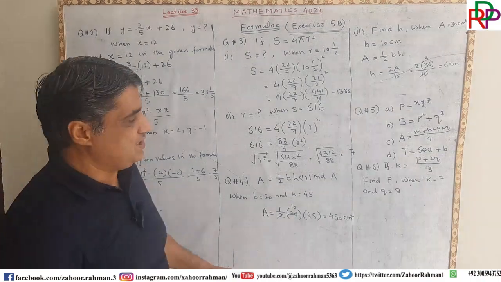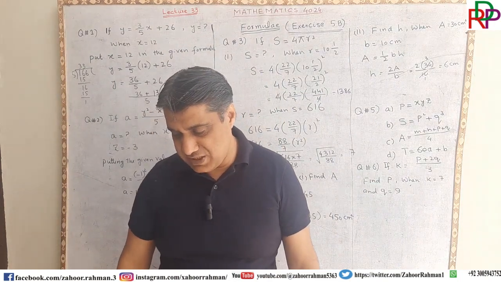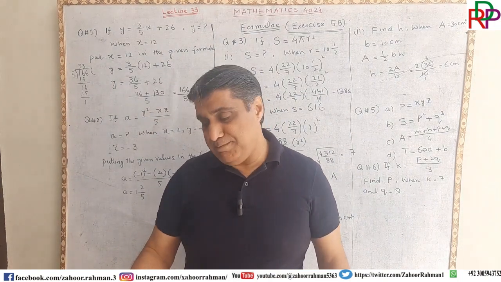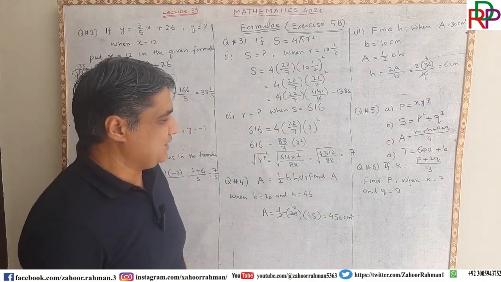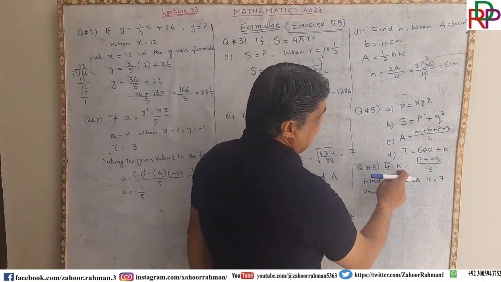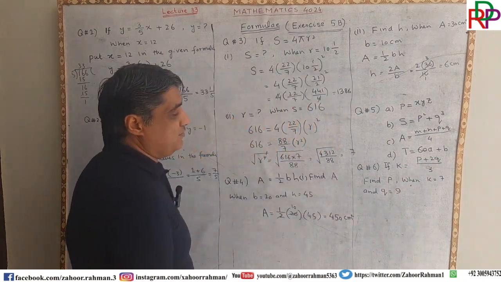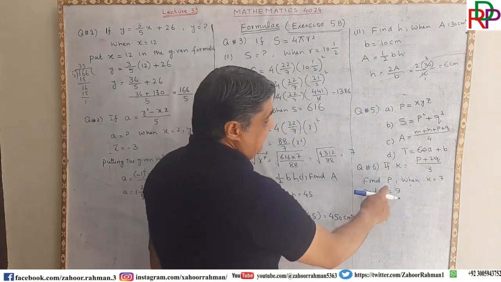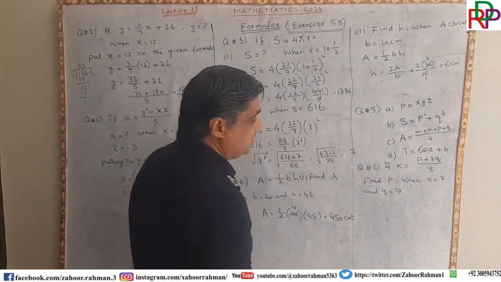Now we are coming to the intermediate level questions, and the intermediate level is a bit more advanced than these first 5 questions. Now question number 6 is saying: if k is equal to p plus 2q divided by 3, find p when k is equal to 7 and q is equal to 9.